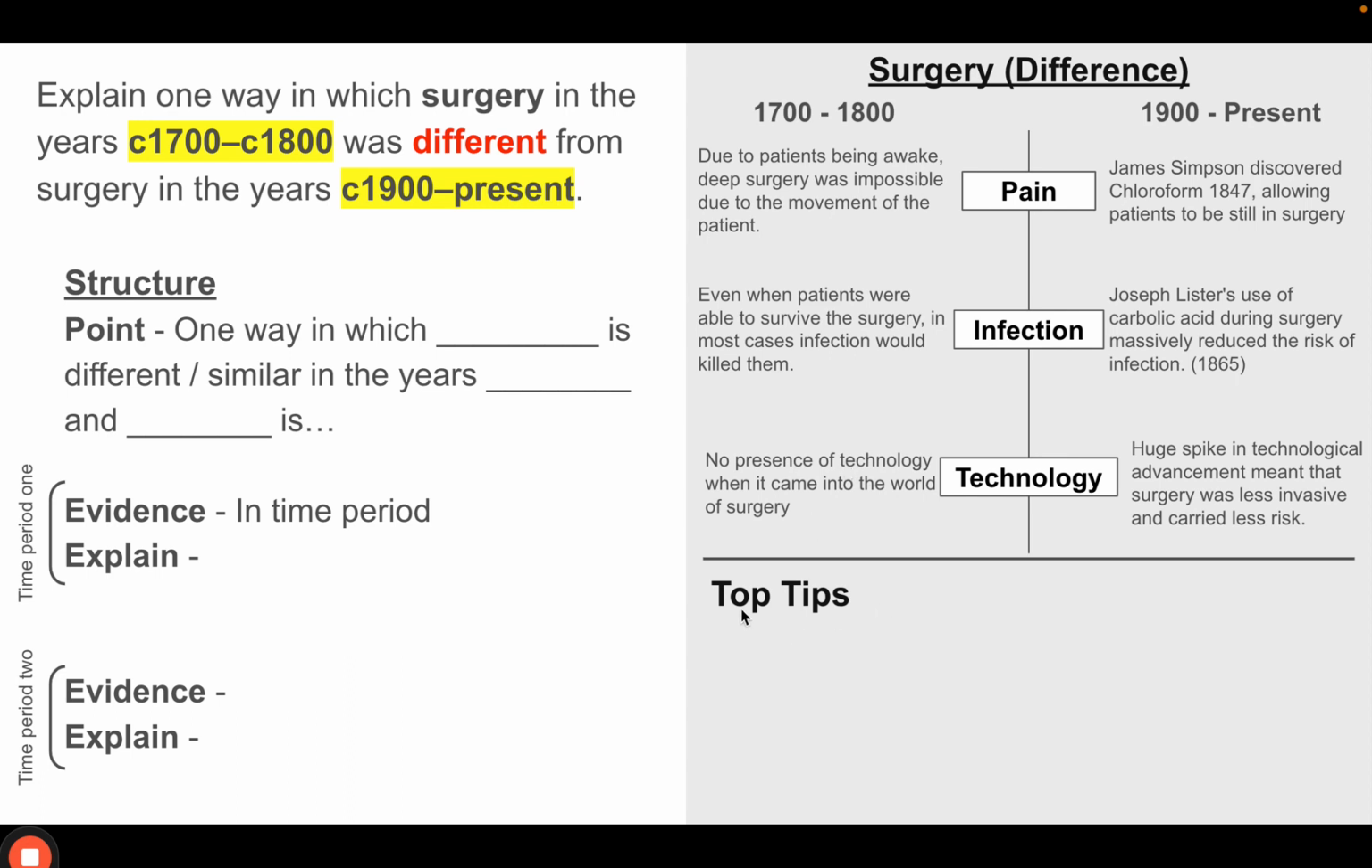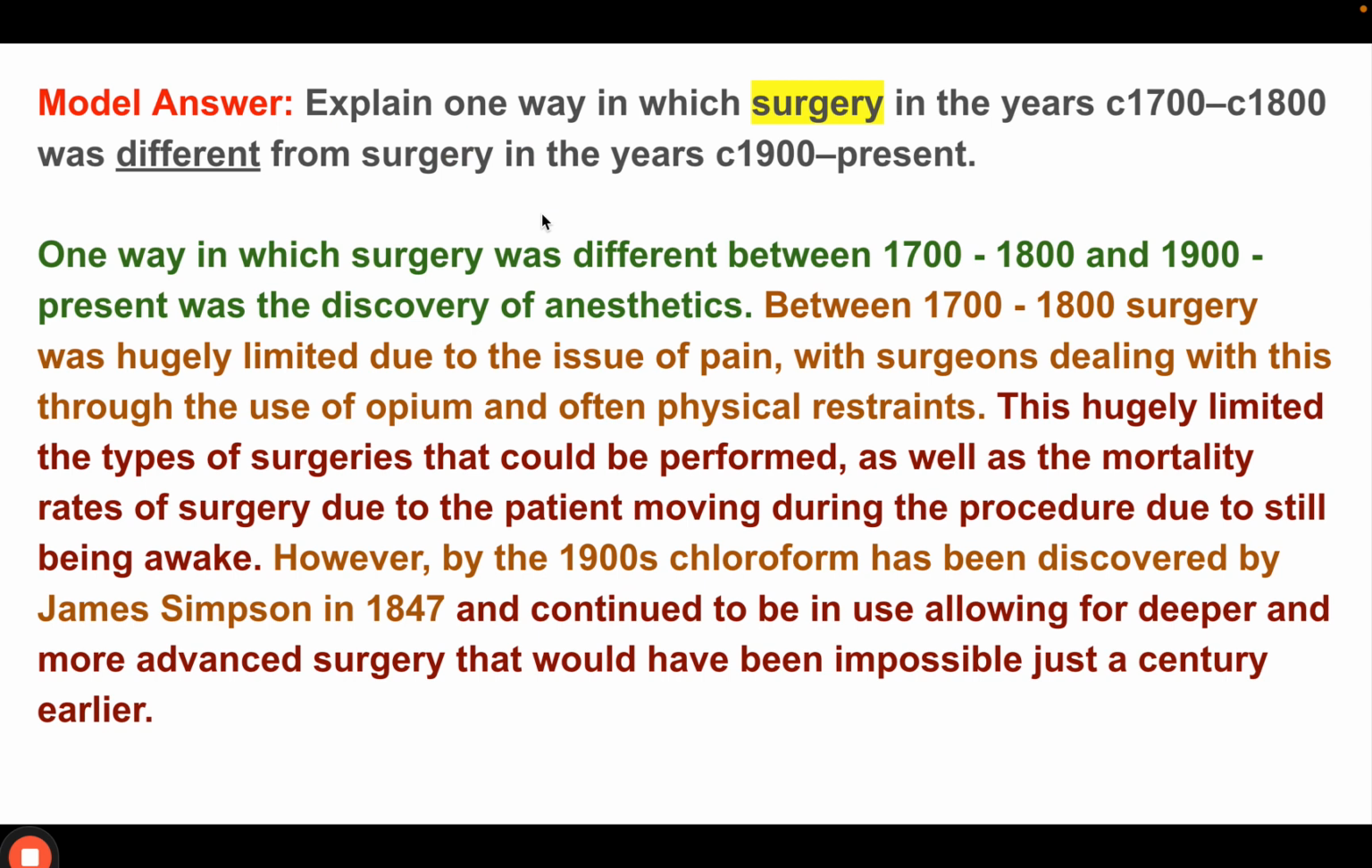Now for this, there are no real top tips other than a very basic one: highlight the question, understand the theme, the two date ranges, and whether they are asking you for a similarity and a difference. Just highlight the question on this section because this question is needlessly complex, and highlighting just makes it so much easier to understand. At a glance, I know it's about the differences in surgery between 1700 to 1800s and between 1900s to present.